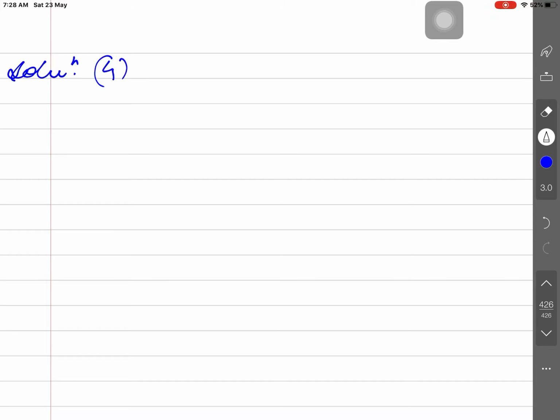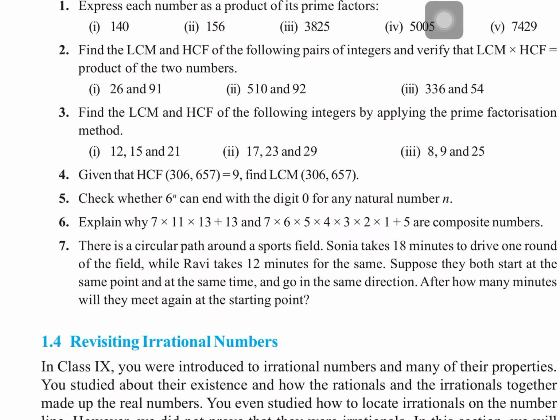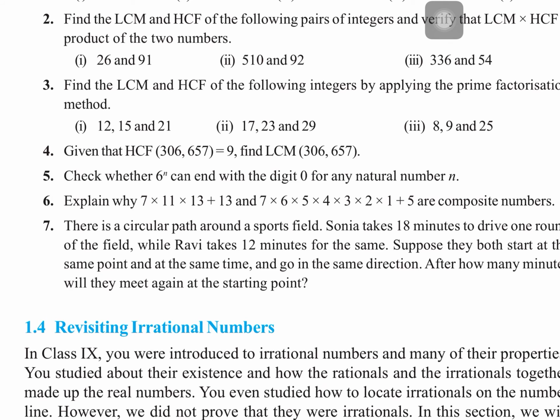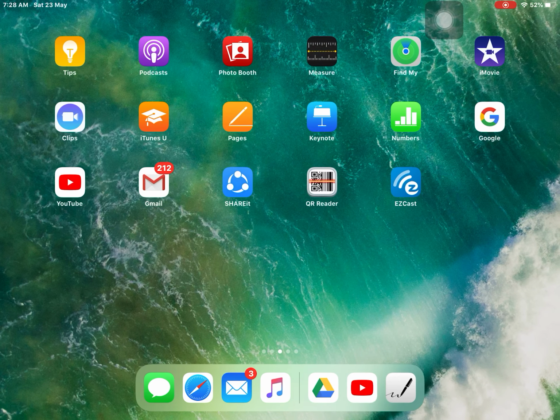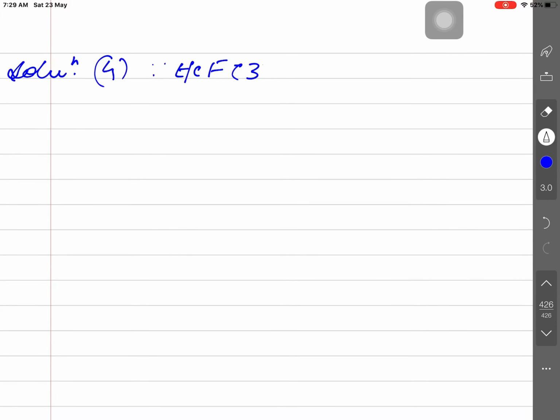What is to be found out? The HCF is given here: 336 and 657. We are to find out the LCM of 336 and 657. This is the question.